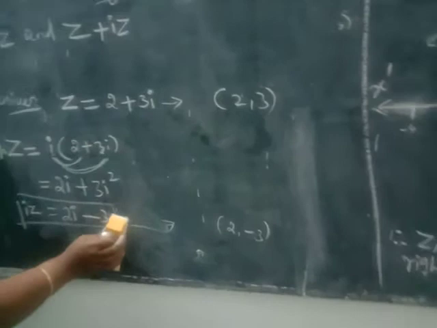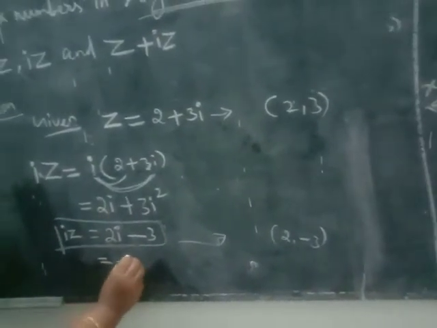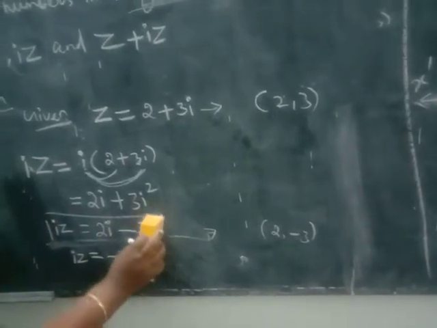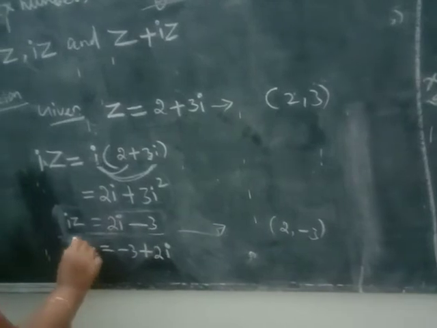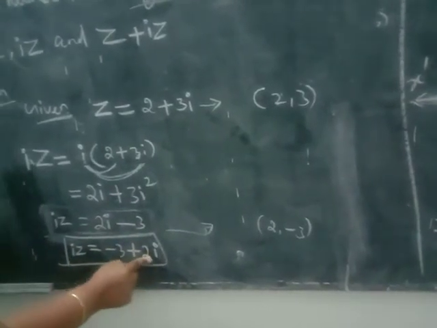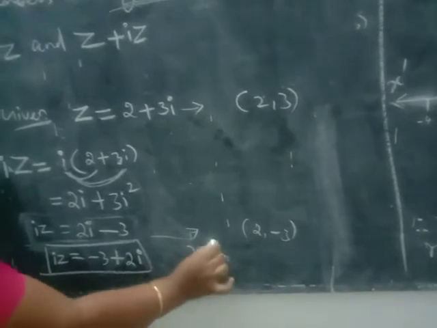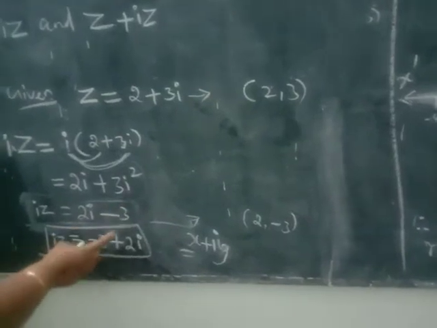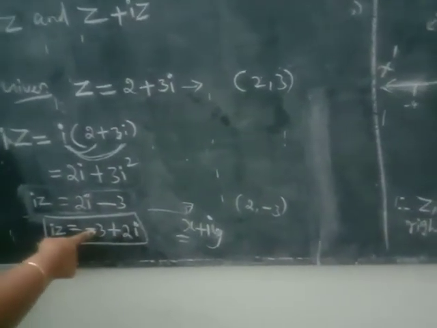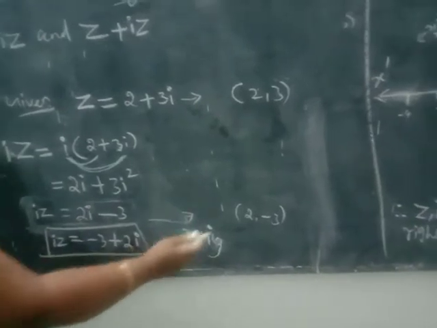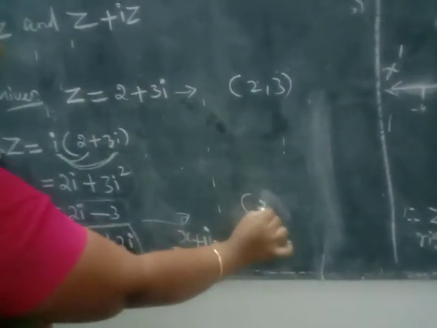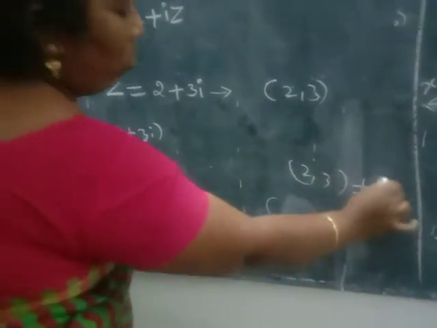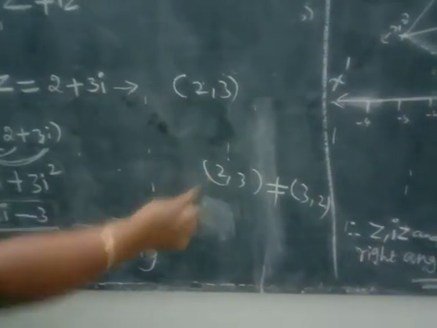Sorry, first we have to write the real part, no? iz is minus 3 plus 2i. The standard form of a complex number is x plus iy. Always first the real part and then the imaginary part. So first we write the real part, then we write the imaginary part. So this can be written as minus 3 plus 2i. Now one thing you should know: (2, 3) is not equal to (3, 2), isn't it? So we should be very careful in this.